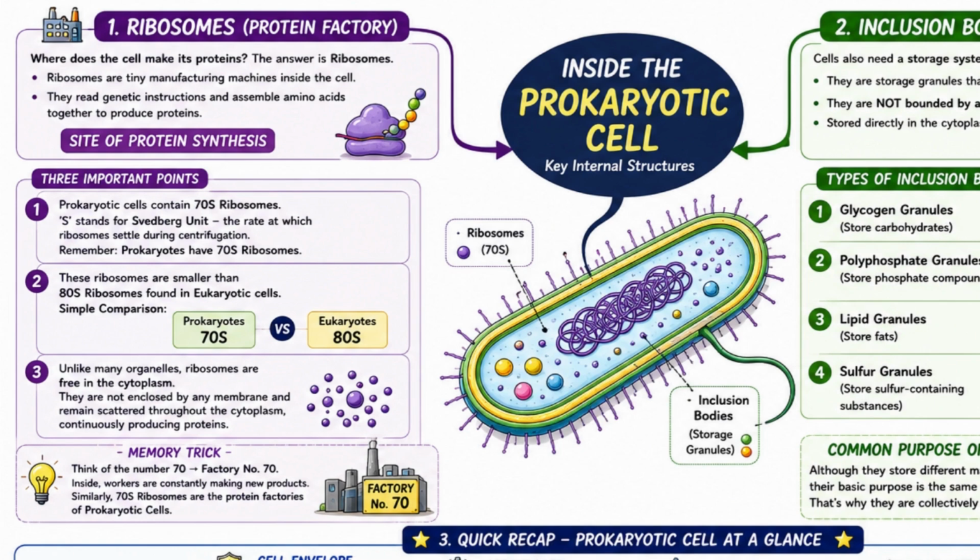So if someone asks, which structure is the protein factory of a prokaryotic cell? Your answer should immediately be Ribosomes. Memory trick. Here's a simple way to remember. Think of the number 70. Imagine a factory with a huge board outside saying, Factory number 70. Inside, workers are constantly making new products. Similarly, 70 S ribosomes are the protein factories of prokaryotic cells. Simple, visual, and easy to remember.